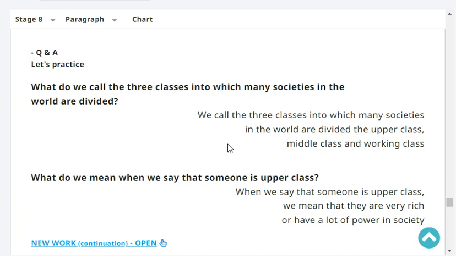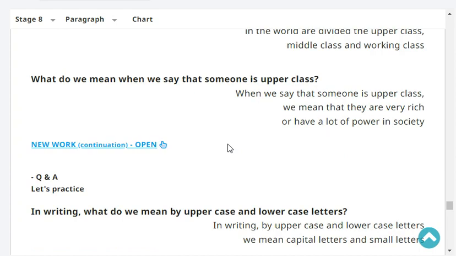Wait, what do we mean when we say that someone is upper class? When we say that someone is upper class, we mean that they are very rich or have a lot of power in society.